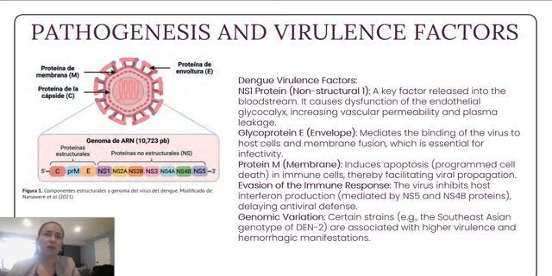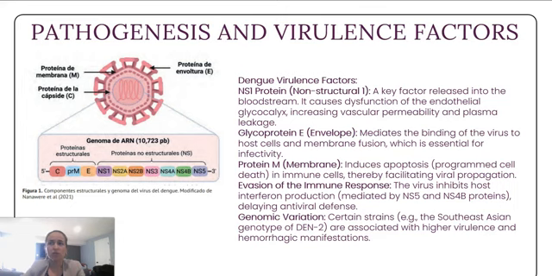Dengue virulence factors. NS1 protein, non-structural one, a key factor released into the bloodstream, causes dysfunction of the endothelial glycocalyx, increases vascular permeability and plasma leakage. Glycoprotein E, envelope, mediates the binding of the virus to host cells and membrane fusion, which is essential for infectivity.